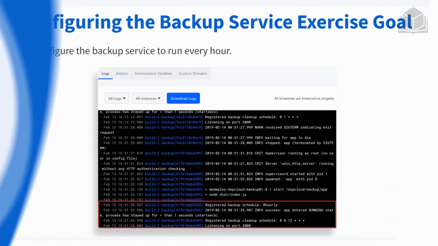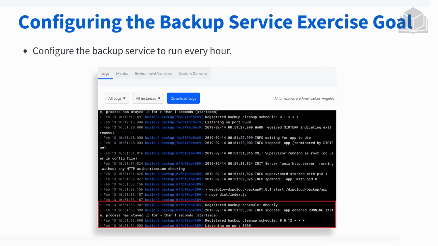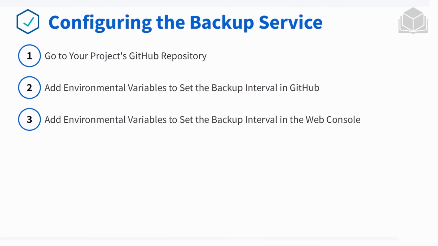So like we've seen, Nathan wants to know how we can customize the backup service. And so we're going to be going through that together right here. First, we'll be going through how to edit the variables in the GitHub repository. And then we'll be doing the same thing, but in the web console.